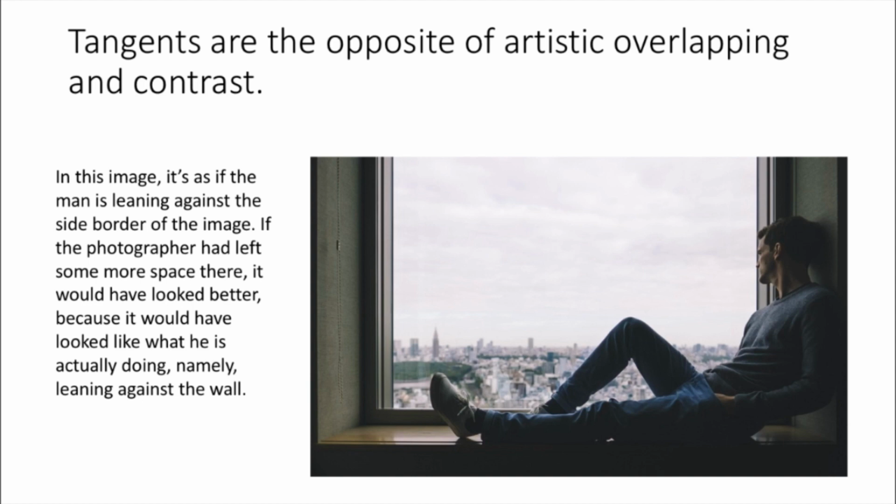Tangents are the opposite of artistic overlapping and contrast. Overlapping means that two objects are in front of each other, and contrast is that there's a difference between light and dark. And in this image, it's as if the man is leaning against the side border right there. If the photographer had left some more space here, then it would have looked better, because it would have looked like what he is actually doing, namely leaning against the wall. But because the wall is so close to the side border of what's being cropped off, it's almost as if he's pushing it over, like he's in a comic book square or something.